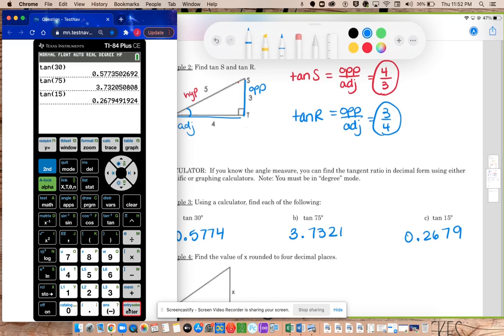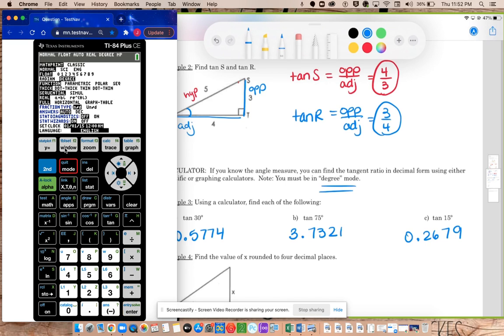That's all we have to do. You just need to make sure that you are in degree mode. So again, what we did was hit mode and then made sure the word degree was highlighted.